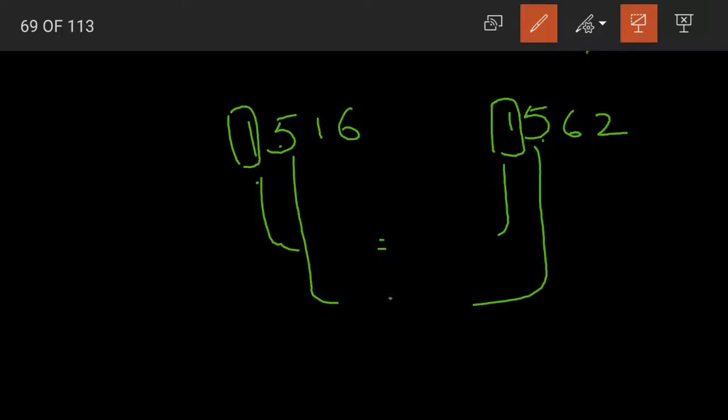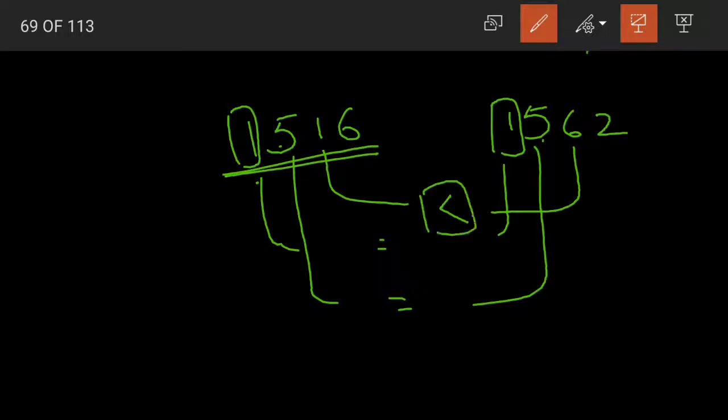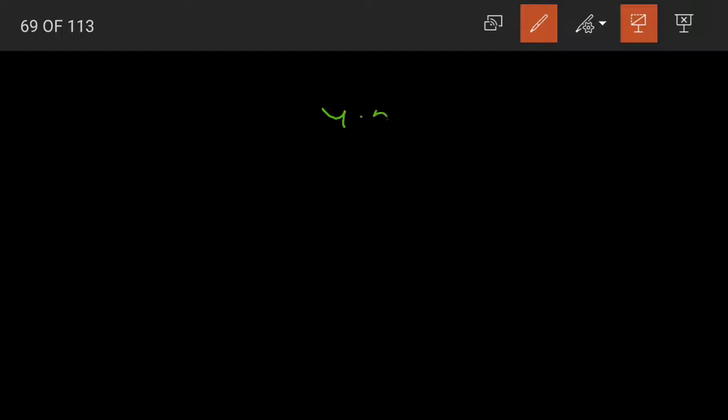We are having 5 and it also has 5. Again both the numbers are the same. Then we'll go to the next place, that is our tens place. We're having 1 and then we have 6. So 1 is less than 6. So the number 1516 becomes less than our number 1562.